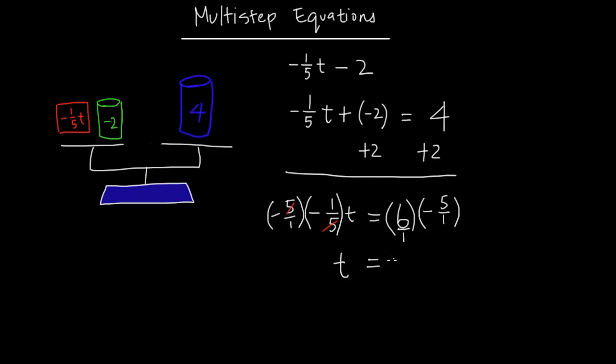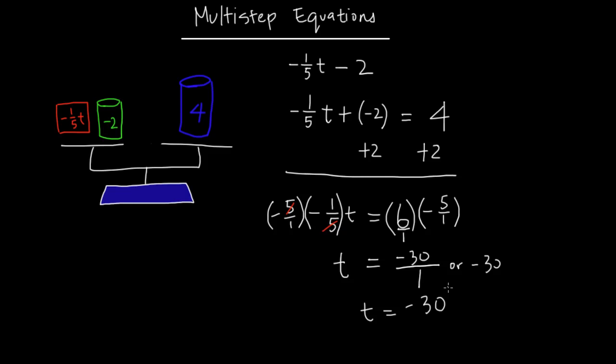And so 6 times negative 5 would be negative 30, right? Because a positive times a negative is a negative. And then in the denominator, we have 1 times 1. And we can write it as just negative 30 instead of negative 30 over 1. And so the answer we get is t equals negative 30.